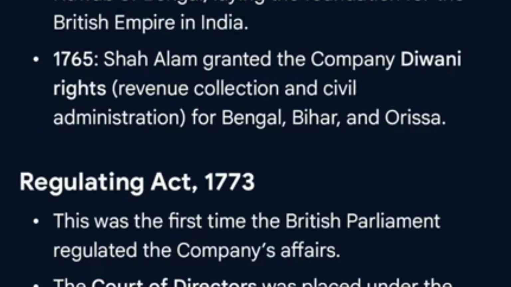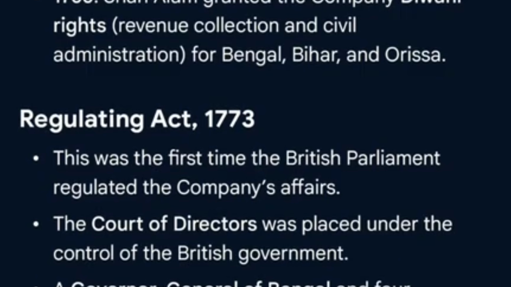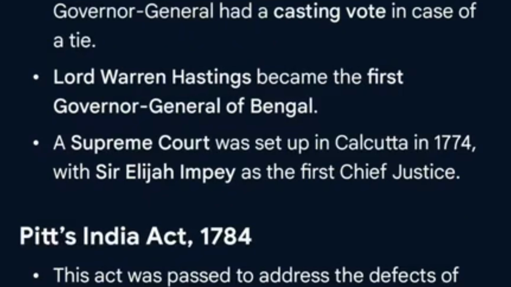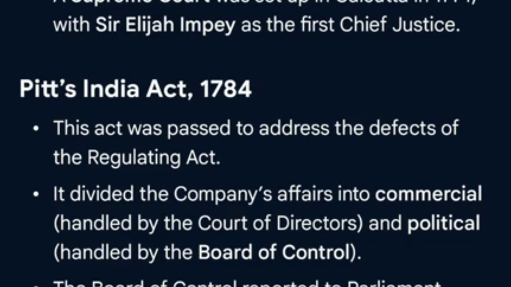Regulating Act, 1773: This was the first time the British Parliament regulated the company's affairs. The Court of Directors was placed under the control of the British government. A Governor-General of Bengal and 4 councillors were created. Control was extended over the Bombay and Madras presidencies. Decisions were made by a majority vote, and the Governor-General had a casting vote in case of a tie. Lord Warren Hastings became the first Governor-General of Bengal. A Supreme Court was set up in Calcutta in 1774, with Sir Elijah Impey as the first Chief Justice.